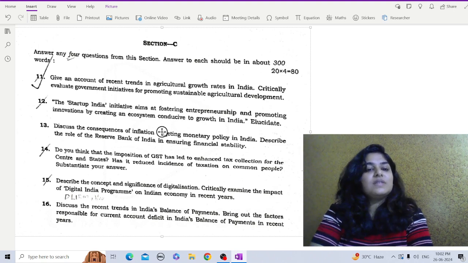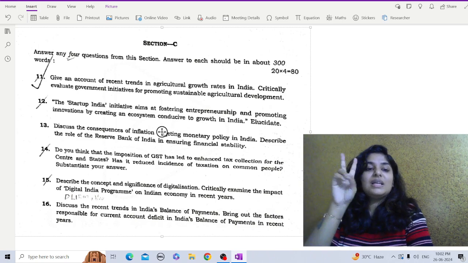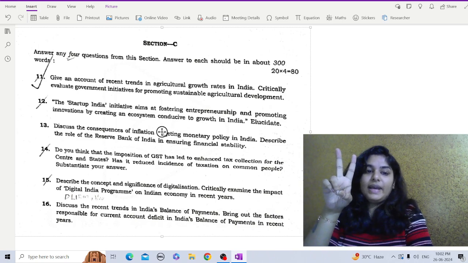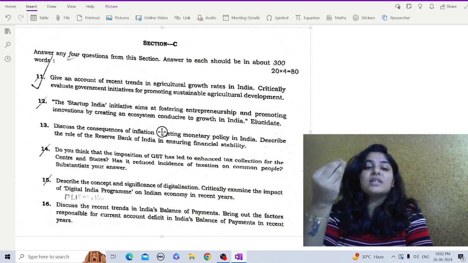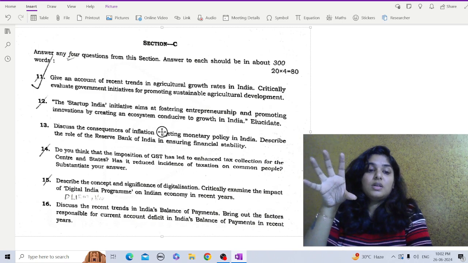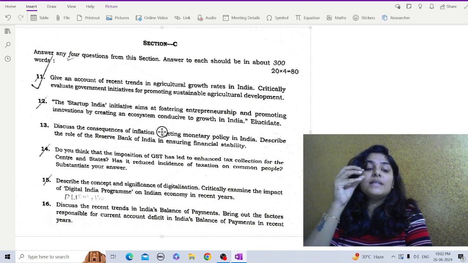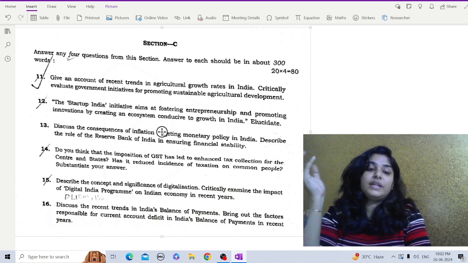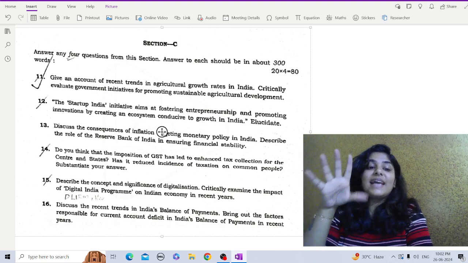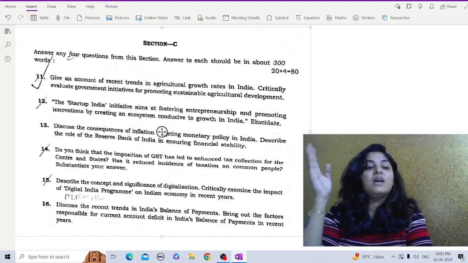So what are the objectives and features of this? First of all, simplified regulations and funding support. The initiative facilitates access to funding through a fund of funds for startups, with a corpus of rupees 10,000 crore managed by the Small Industries Development Bank of India, SIDBI. This fund acts as a catalyst in mobilizing investment into startups through alternate investment funds.